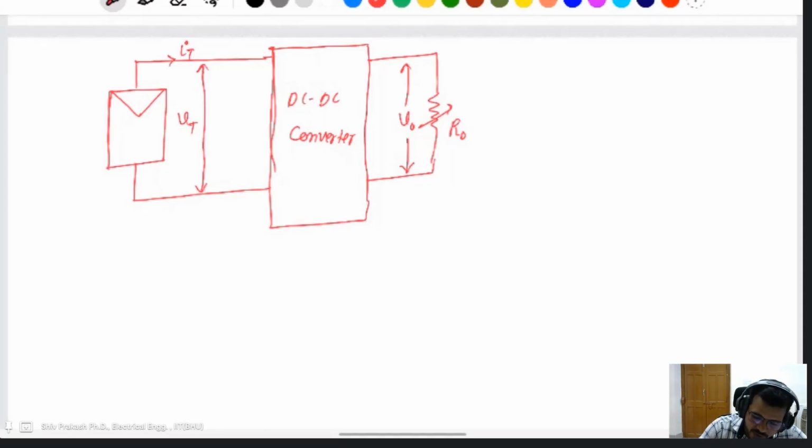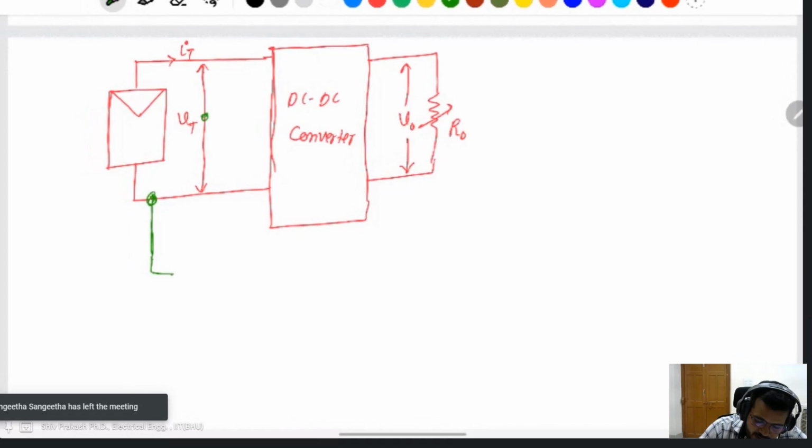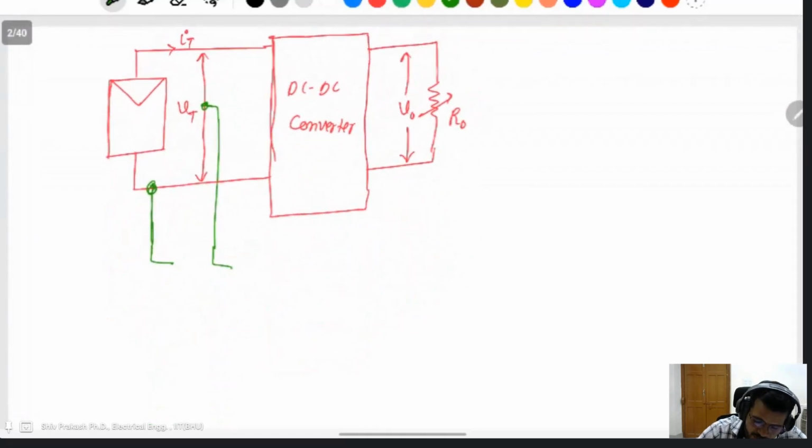It means to match the impedance, to find the impedance, you require the voltage and current. To sense the voltage, this is a series connection. To sense the current, it is a series connection. To sense the voltage, you can sense the Vt from here. This is the It, this is the Vt.